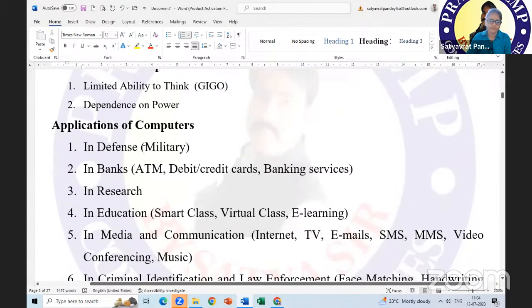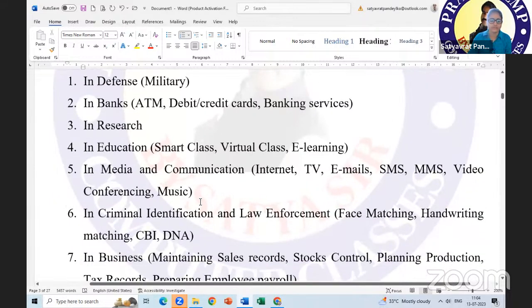Applications of computer. First is in defense, military. Second in banks, ATM, debit, credit cards, banking services. Third in research. Fourth in education, smart class, virtual class, e-learning. Fifth is in media and communication, internet, TV, emails, SMS, MMS, video conferencing, music.